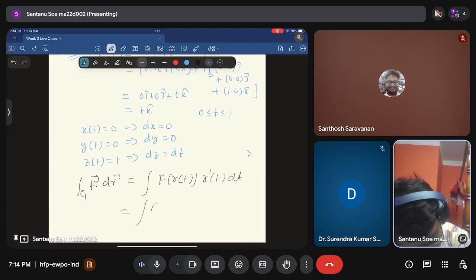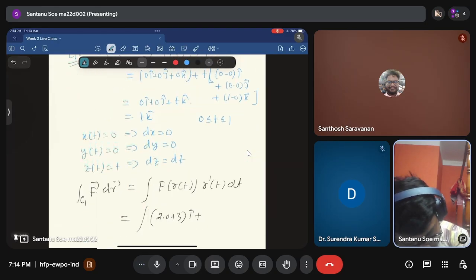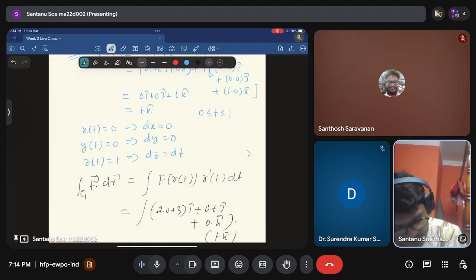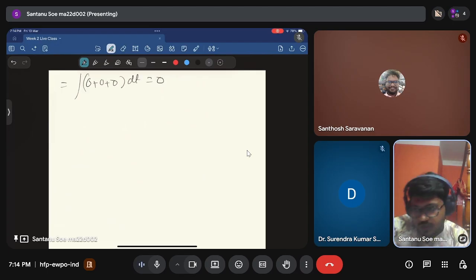So this is 2 into 0 plus 3 into i cap, and it was xz, so it will be 0 into t j cap plus 0 into k cap. Then dot product with k cap. So this integration is the whole of 0 plus 0 plus 0 dt. So this is just 0.